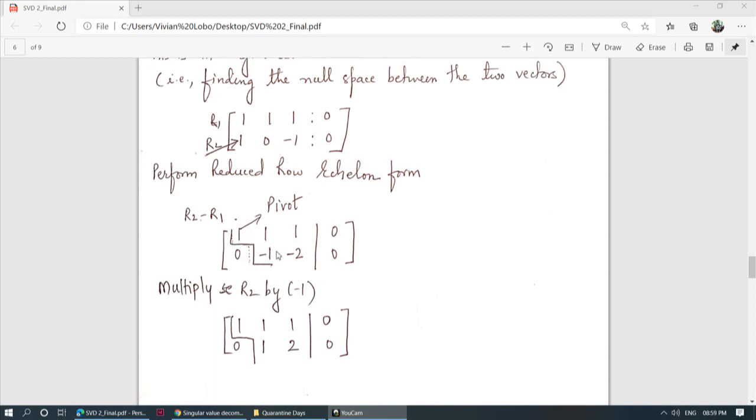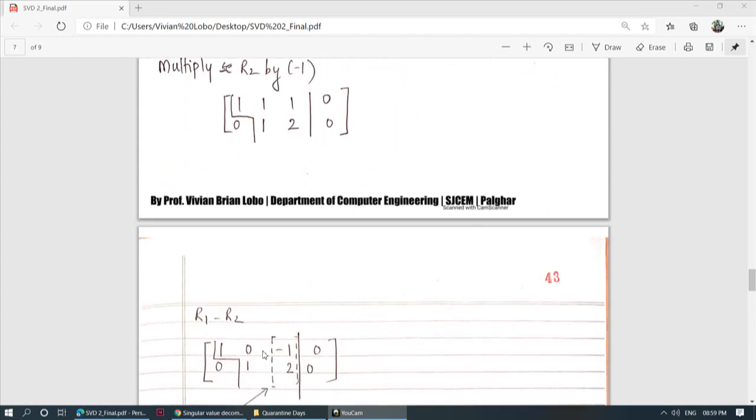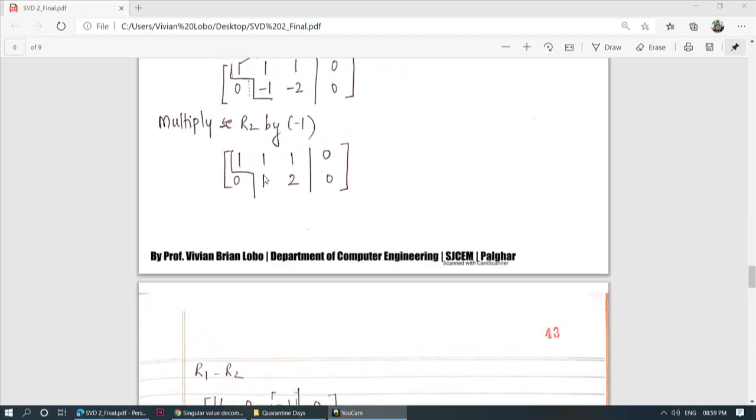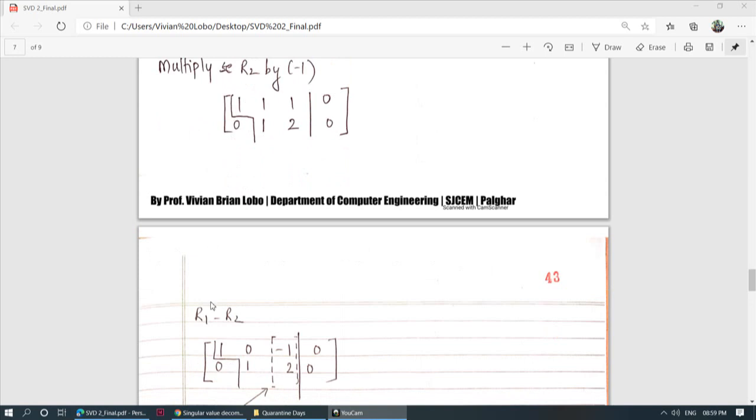Now here this has to be basically plus 1. So we multiply this particular row R2 by minus 1 throughout. So this becomes plus 1. Alright. Now the condition over here is, we need to have the values above the pivot also 0. Below the pivot and above the pivot the value should be 0. So simply we will do R1 minus R2. So what happens is, 1 minus 0 is 1, 1 minus 1 is 0, 1 minus 2 is minus 1, and 0.